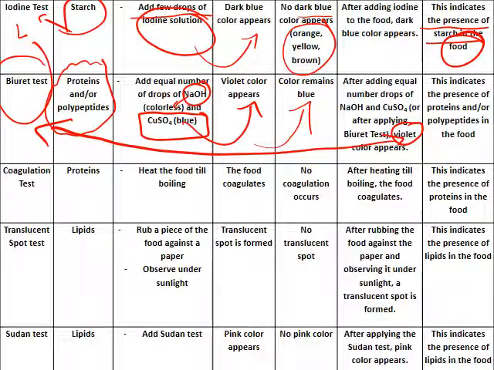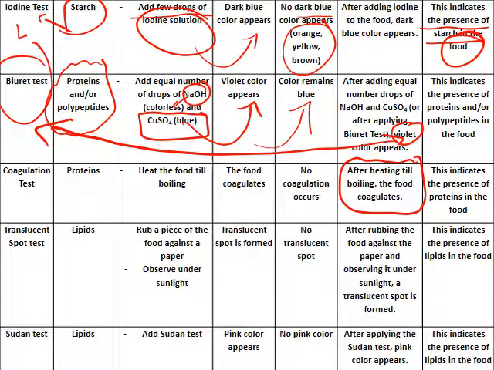Moving to the coagulation test. It aims at detecting the presence of proteins. Heat food till boiling. If it coagulates, it's a positive result. If it doesn't, it's a negative result. After heating till boiling, the food is going to coagulate. This indicates the presence of proteins.